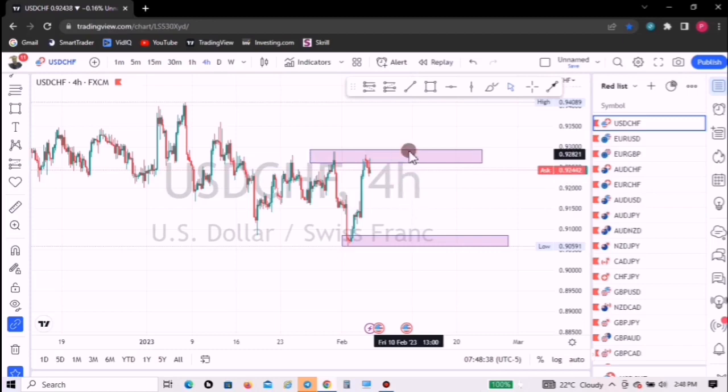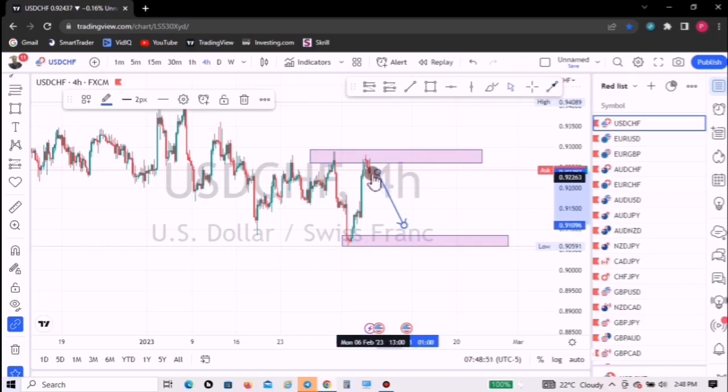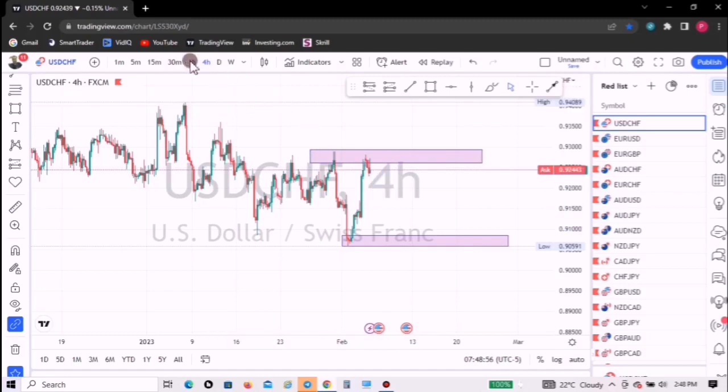Now, your expectation is that if price closes above this, you look to buy. If price closes below this, you look to sell. But the thing is, price might just make a move like this. So, for you to be able to see what is happening here, I hope you all know you move to a smaller time frame. You can move to the hourly, to the 30 minutes, to the 15 minutes, anything that is going to give you a clear pattern of what is happening in this region.